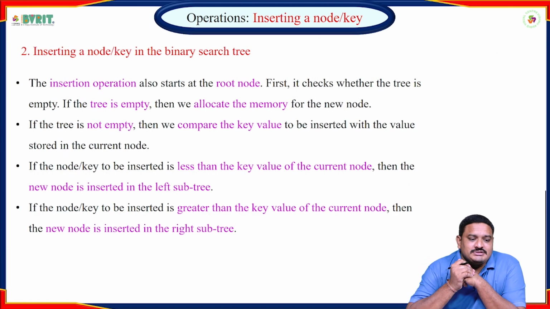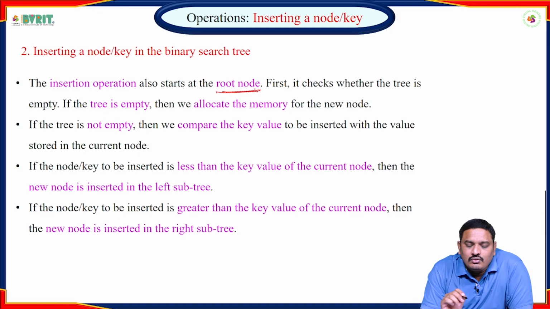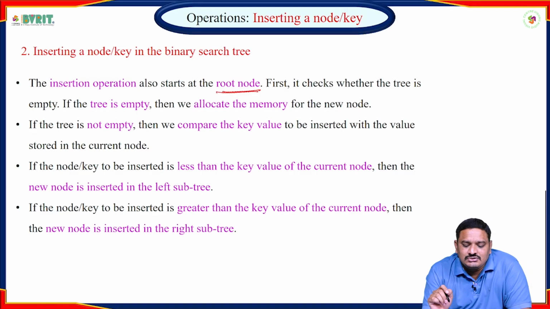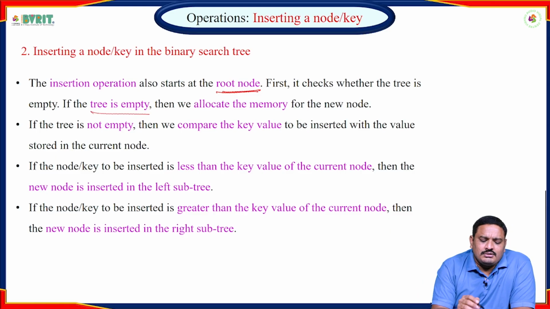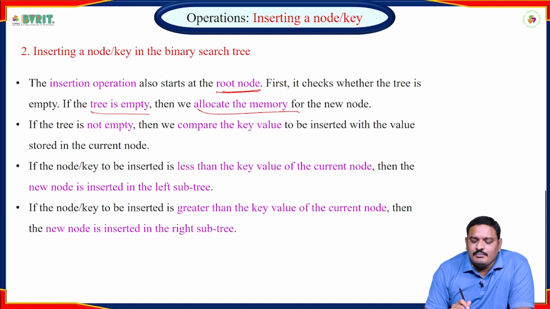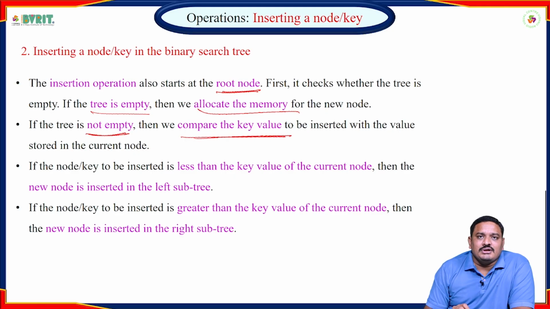The second operation is how to insert a node or key in a binary search tree. The insertion operation also starts with the root node. First, we check whether the tree is empty. If the tree is empty, we allocate some memory for the new node. If the tree is not empty, you compare the key value to be inserted with the value stored in the current node.